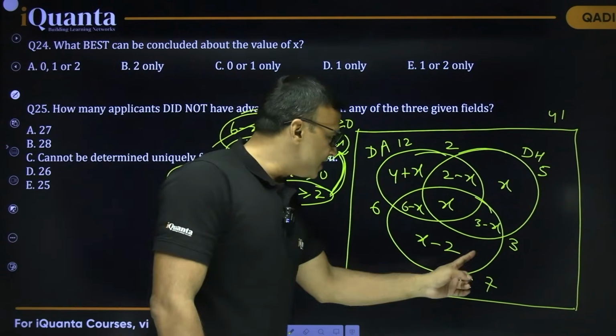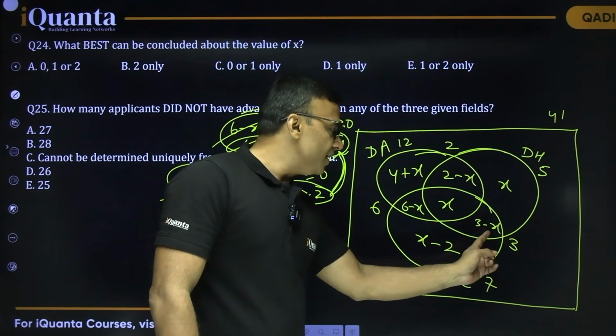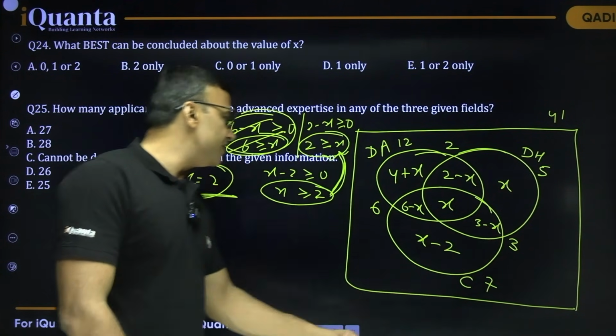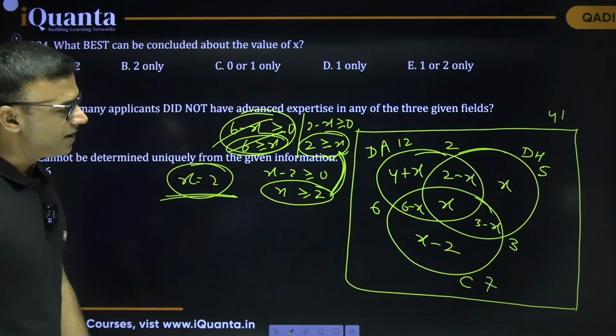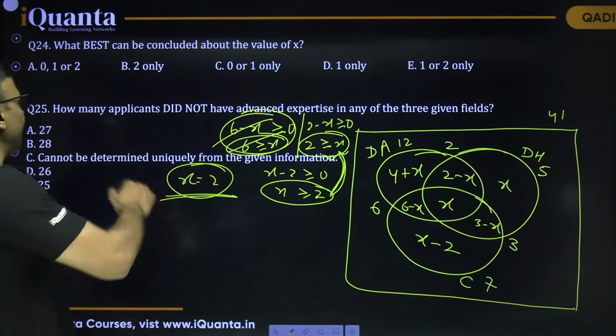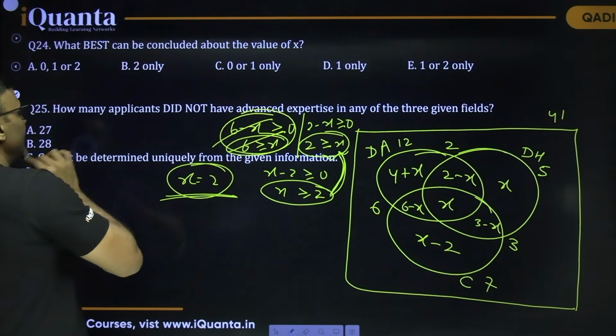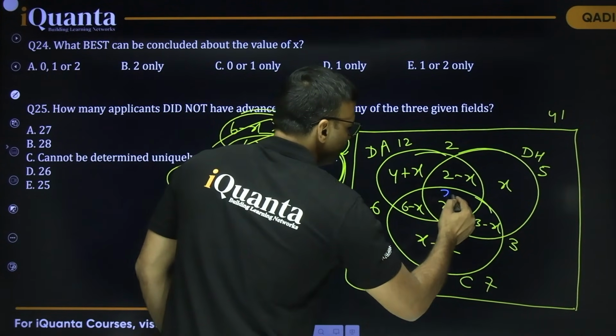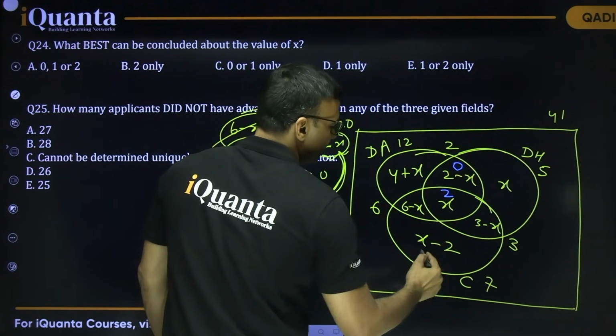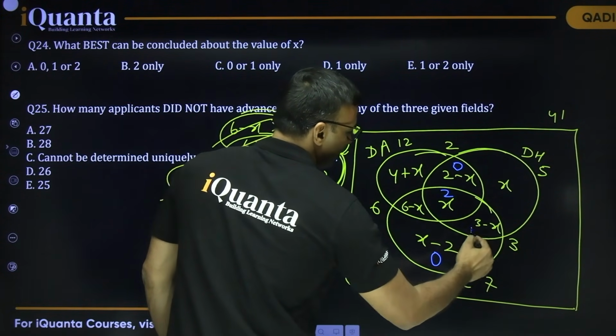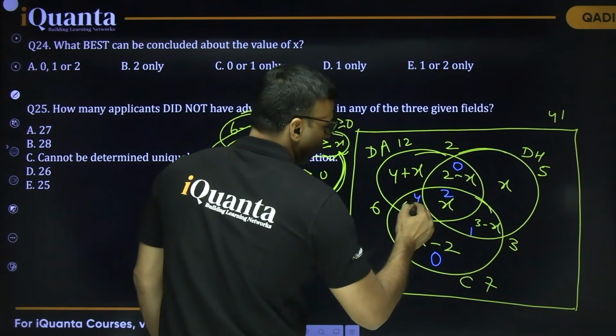Is there any other case that we have not checked? Yes, this one, 3 minus X. So, fantastic. X has to be less than 3. So, X is 2. So, absolutely fine. So, we got the value of X. If I put the value of X as 2, 2 minus X will be 0, X minus 2 will be 0, 3 minus X will be 1, 6 minus X will be 4.